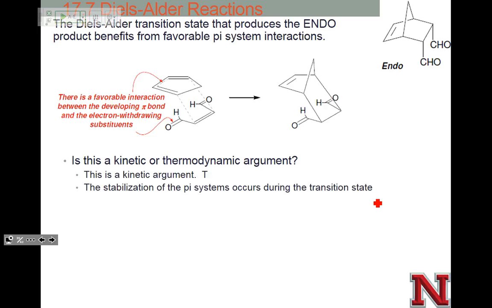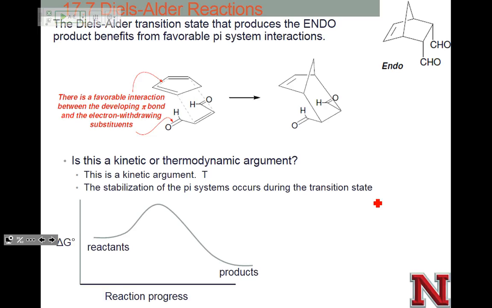So this is a kinetic argument. We're going to have a lower transition state if our 2 electron withdrawing groups are interacting with the developing pi bond. That's going to lead to the 2 electron withdrawing groups being on the same side as the bigger bridge, because that's the one where the developing pi bond is. And it has to do with the fact that they are attracting those electrons there. So basically, this is a kinetic product. We're going to have a lower transition state.